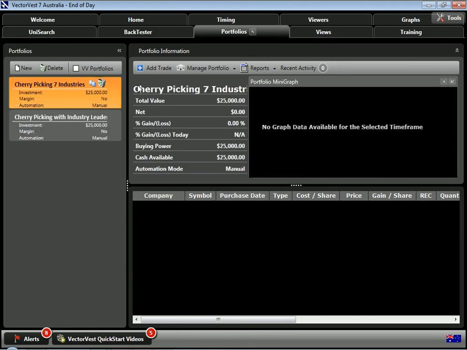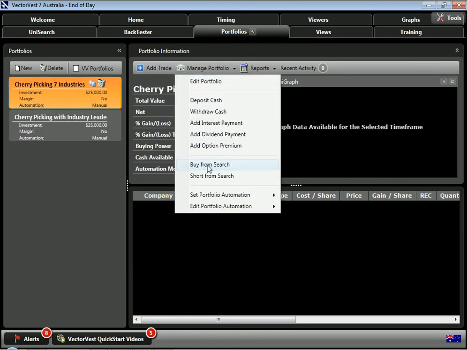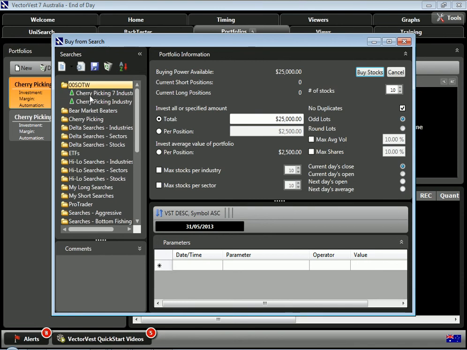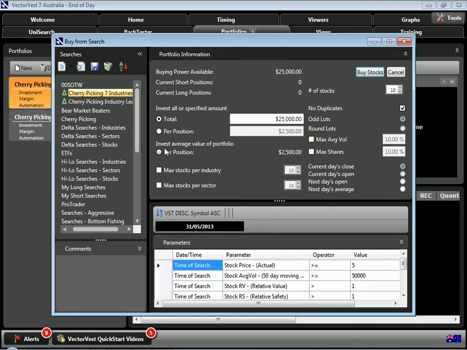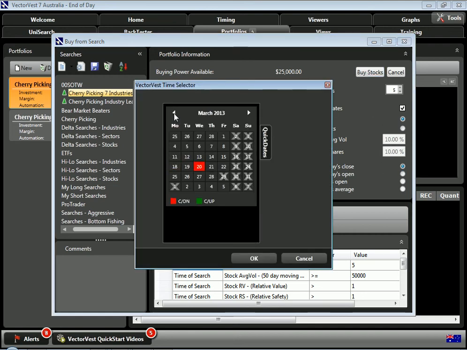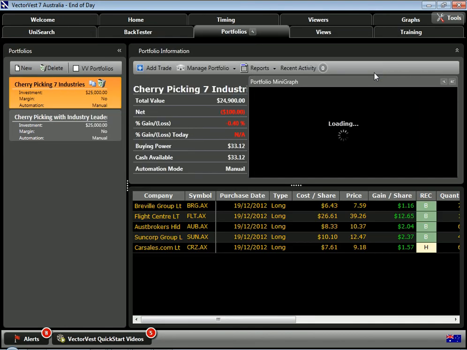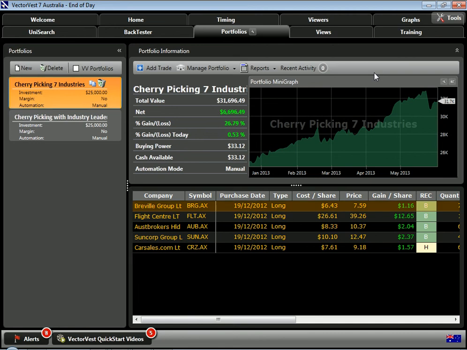I click OK. Again, with the same routine, we'll go to the buy from search. We'll choose our cherry picking 7 industries search. 1 stock per industry. A total of 5 stocks. No duplicates. Current day's close. Change our date again back to the 19th of December. Click OK, and let's buy stocks. Here we can see our performance did fall a little bit, down to 26.75% gain. All 5 shares up. Let's compare that to Kevin's result.